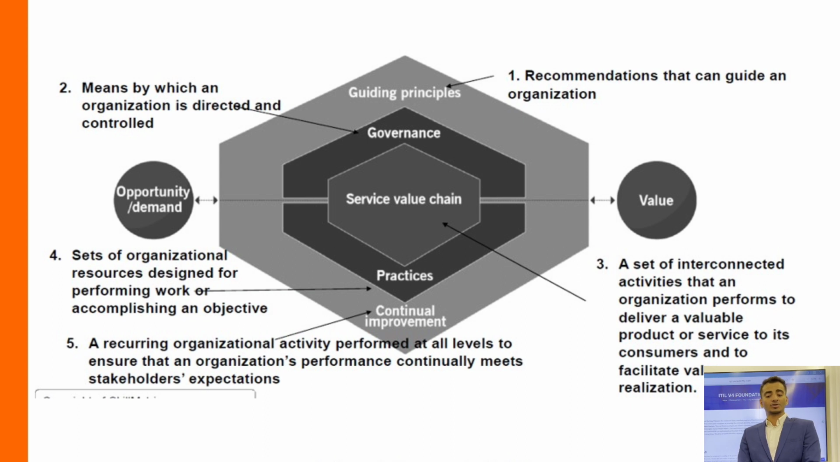ITIL also now talks about certain practices. There are 7 practices which are the core of ITIL V4, and there are 11 additional practices, which we are going to see in the next slides. We talk about continual improvement in the service value stream, and then opportunity and demand, which is an input, and the output is value to the customer. And the heart of the service value stream is called the service value chain.